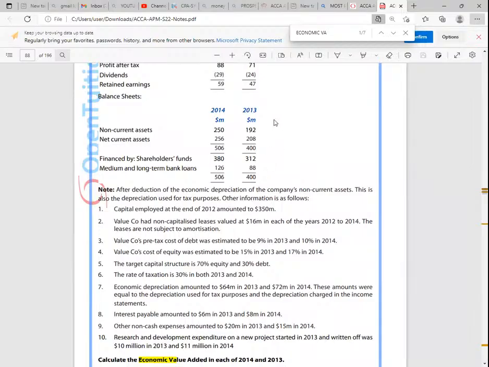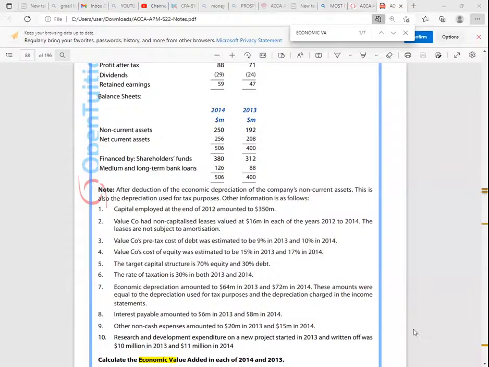Remember, our financial years are 2013 and 2014. An examiner who does this does not wish me success. Why? Because this capital employed at the end of 2012 is the beginning balance of 2013.